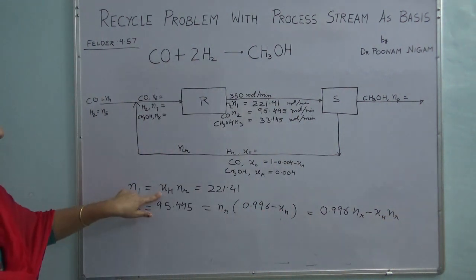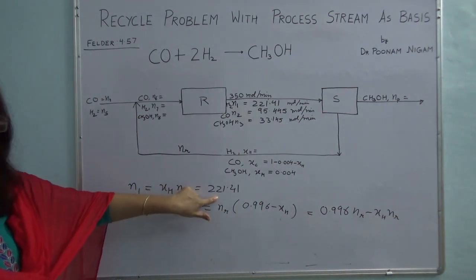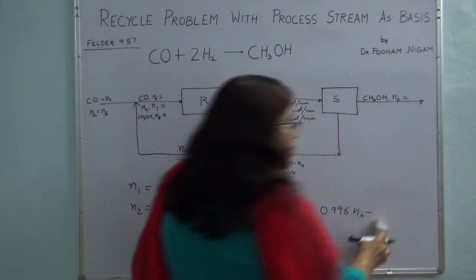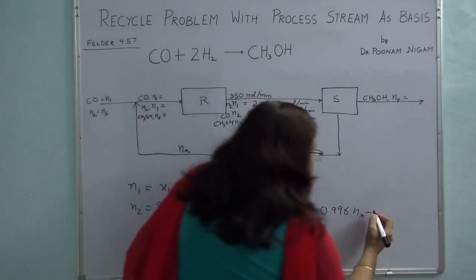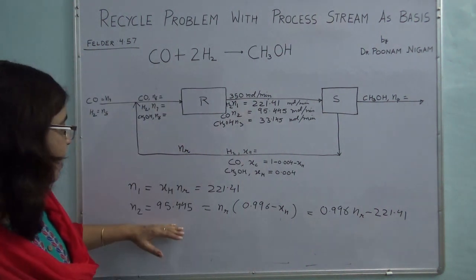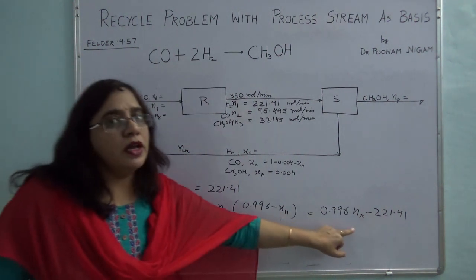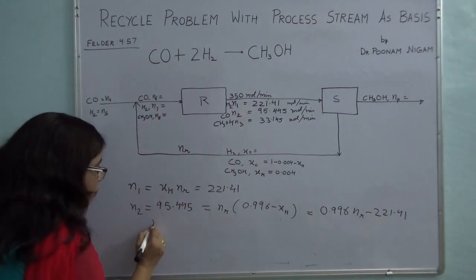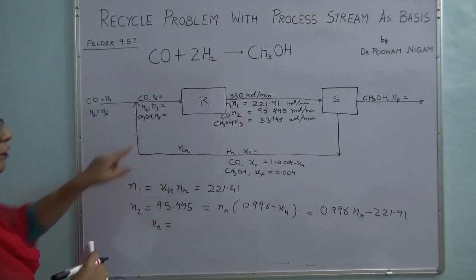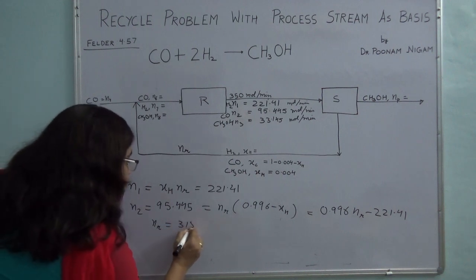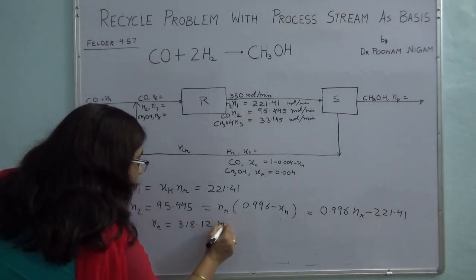Now XH times NR, I know that it is 221.41. So I am going to write over here 221.41. Now I have an equation which is only in one unknown, that is NR. So I will use this equation to find out the flow rate of this recycle stream. Now this flow rate comes out to be 318.12 moles per minute.